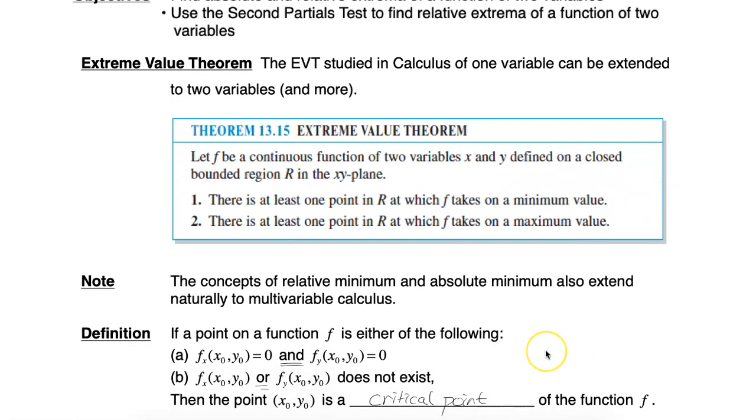The idea of relative min, relative max, absolute min, absolute max extend naturally. It's the same notion. The highest of everywhere is the absolute max, and then if you have smaller, lesser peaks in other places, then they are relative max.